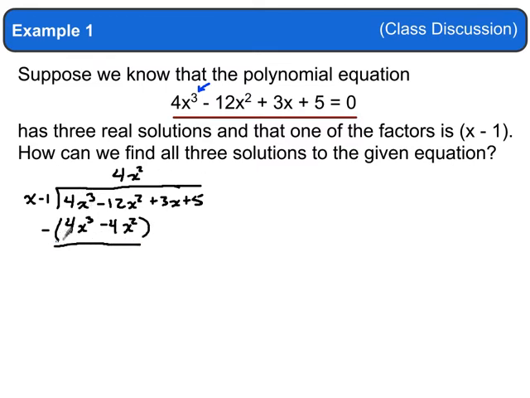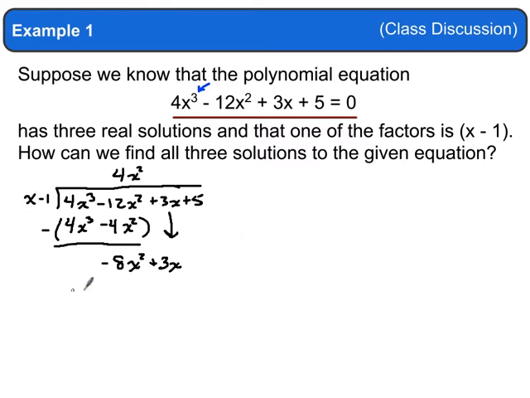So this cancels out. Negative 12 minus negative 4 is going to give us negative 8. So we're going to write down negative 8x squared. Bring this term down so we have a positive 3x, and then we're going to do this again.